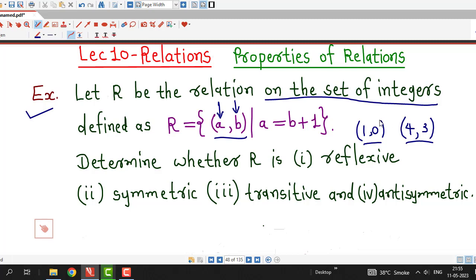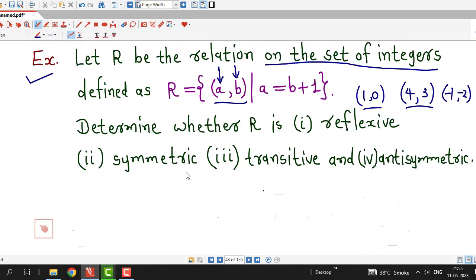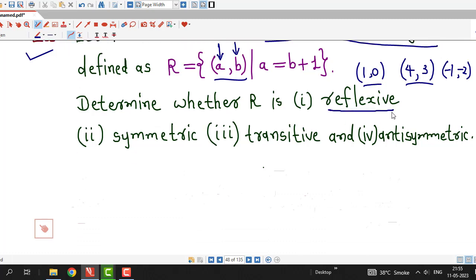The first element is equal to the second element plus 1. We can have negative elements also. Suppose b is minus 2, then a = minus 2 plus 1, that is minus 1. And we have to check whether this relation has all these properties.